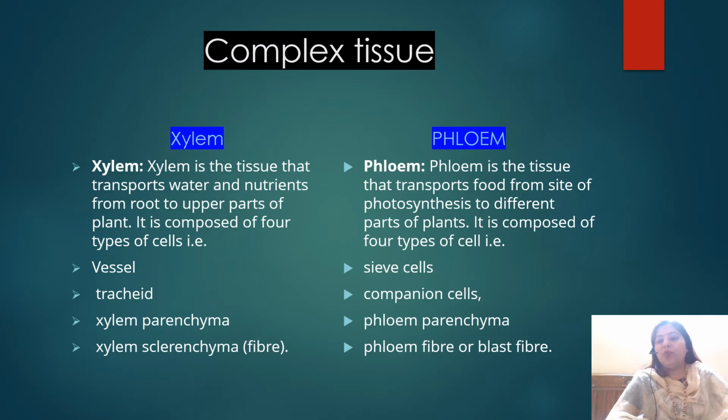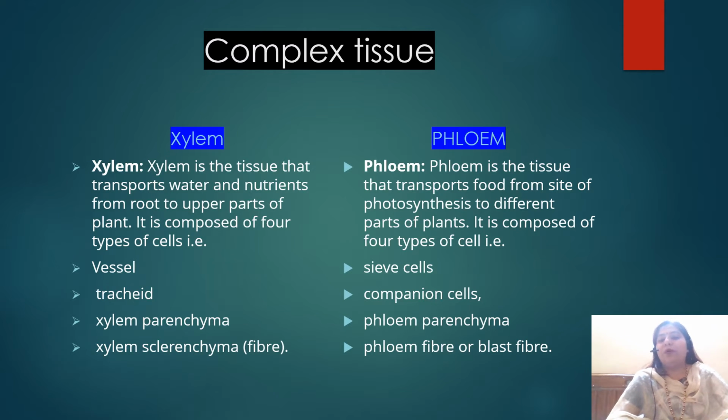Xylem and phloem both are made up of four types of cells. In xylem, the cells are vessels, tracheids, xylem parenchyma and xylem sclerenchyma. Out of these four types of cells, only xylem parenchyma is living. The rest three, that is vessels, tracheids and xylem sclerenchyma, are dead cells.